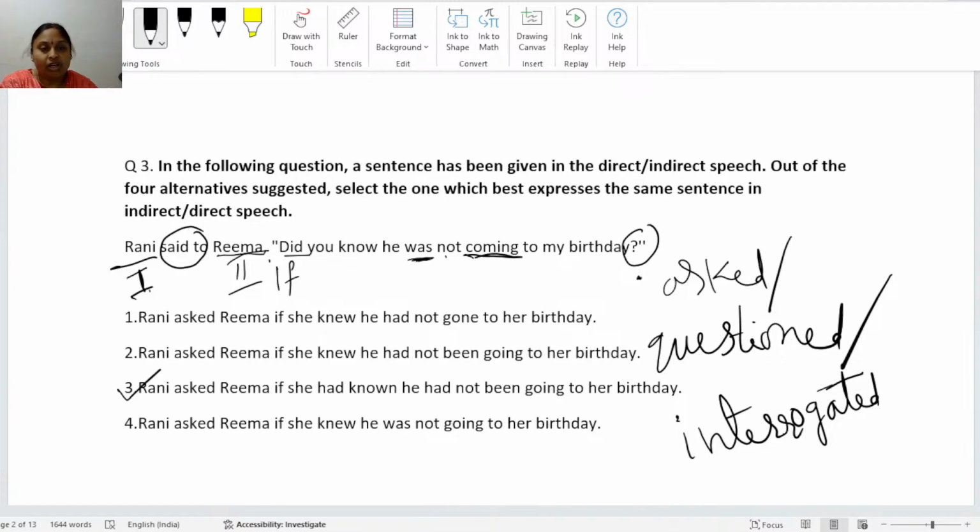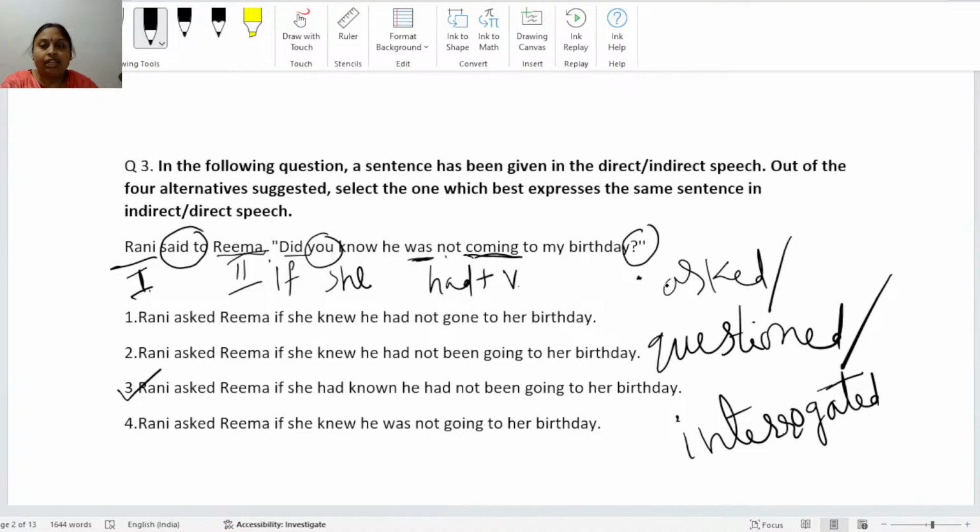Rani asked Seema if, here you place, regarding the second person they are asking, instead of you we place she. Then here it is past continuous tense, which is supposed to convert into the past perfect. Past perfect means had plus verb, and then the continuation. So we have to write: Rani asked Seema if she had not been going to her birthday.